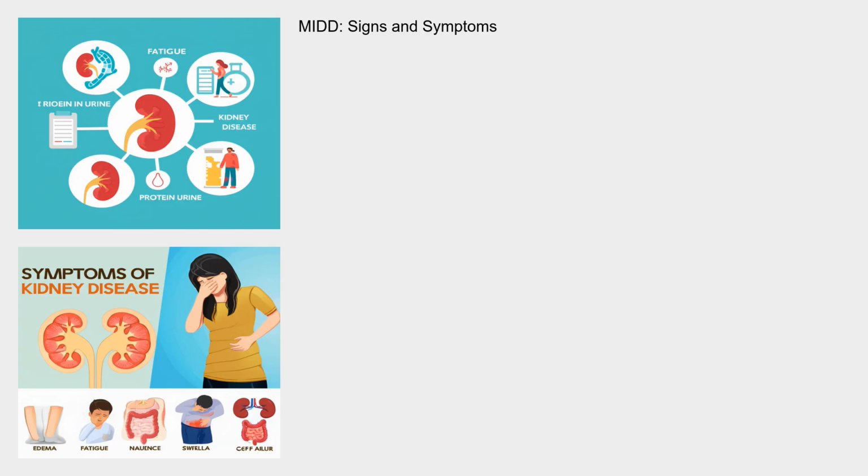The signs and symptoms of MID can be varied and often non-specific, making early diagnosis challenging. Many individuals initially experience proteinuria, which is protein in the urine, often detected during routine medical checkups. As kidney function declines, symptoms like edema or swelling, particularly in the legs and ankles, fatigue, and high blood pressure may develop. In advanced stages, symptoms of kidney failure such as nausea, loss of appetite, and shortness of breath may become prominent.